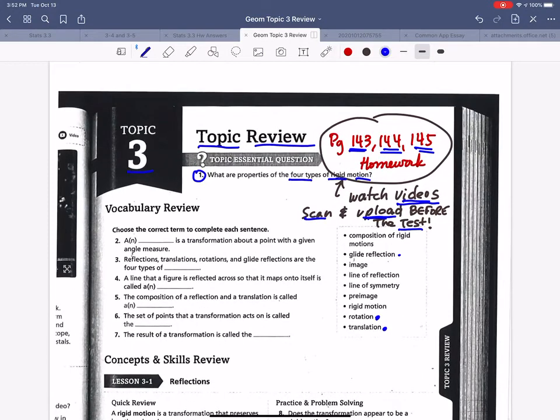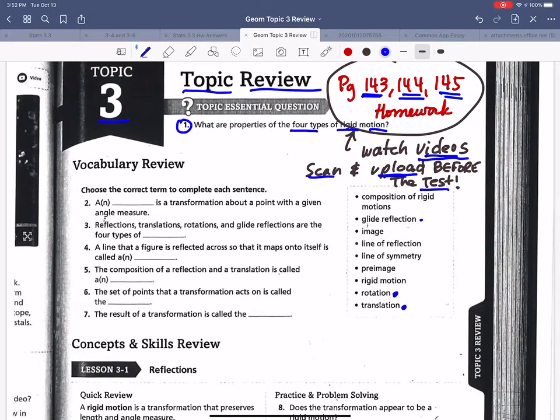Okay, so let's look at some of our terms. It says, let's see, the result of a transformation. So before I transform it is my pre-image, and so after I translate it is my image. So I'm going to put image here, right? What else looks good? Oh, this one's good. Reflection, translation, rotation, and glide reflections are 4 types of rigid motion. So question 3 is kind of the opposite of question 1. All right, so that's rigid motion.